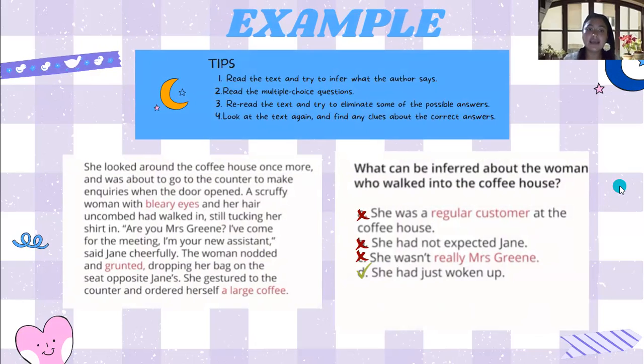Finally, look at the text again and find any clues about the correct answer. So the correct answer in this text is the letter D, because in the text, the woman is described as having glaring eyes and greeting James before ordering a large coffee.